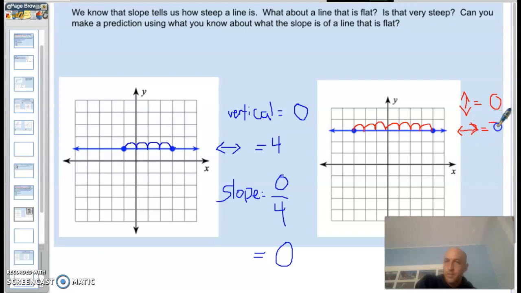is 7. And remember, slope is always the ratio of the vertical, which is 0, the up and down, compared to the horizontal. 0 over 7. But I know that 0 divided by 7 is just 0. So anytime there is no vertical change, meaning the line is flat, you're going to end up with a slope of 0.